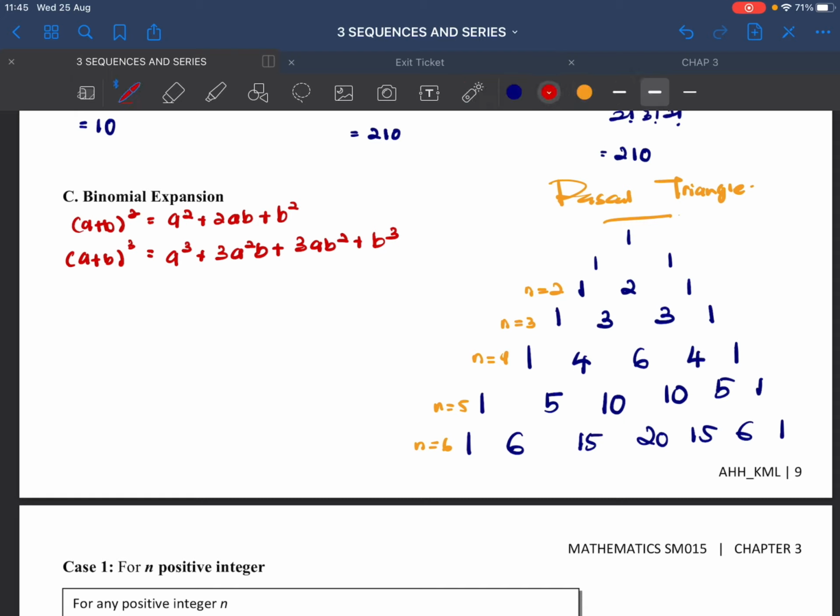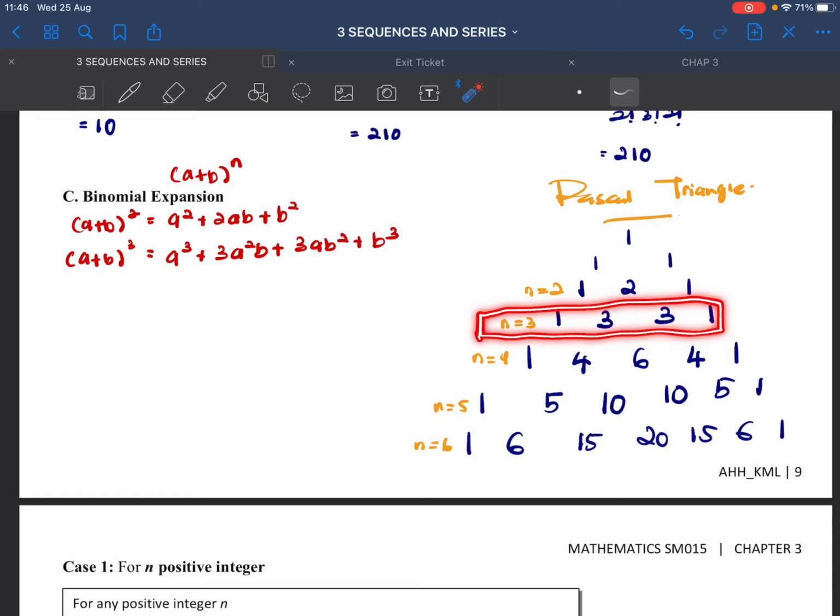So, n is the power. The general form for binomial expansion is (a plus b) to the power of n. N is the power. Okay, let's check. Okay, so apa nombor yang depan ni ialah coefficient kita. Okay, coefficient kita. So, let's check. If we have (a plus b) cube, we have n is equals to 3. So, this one, this row. Okay, so the coefficient is 1, 1a cube. 3, 3a square b. 3, 3ab square plus 1b cube.